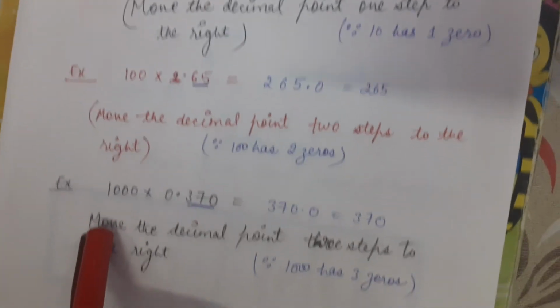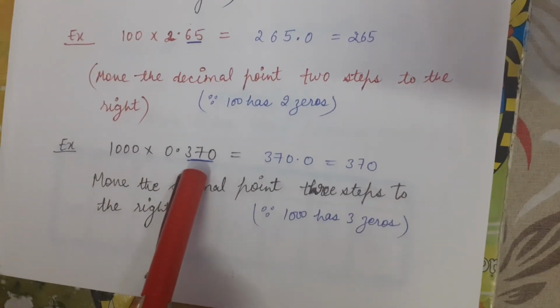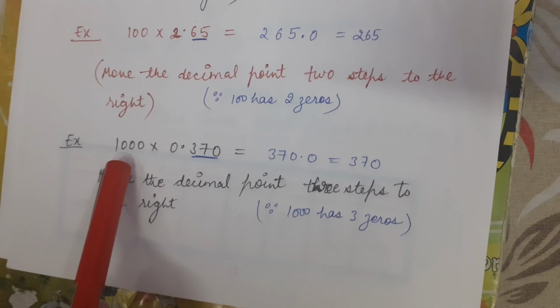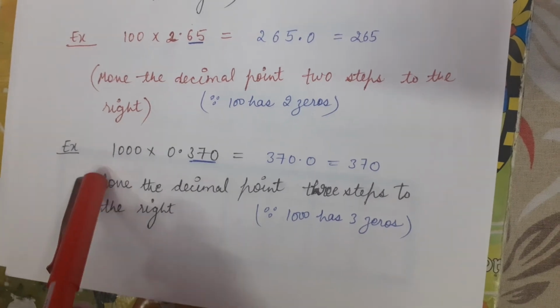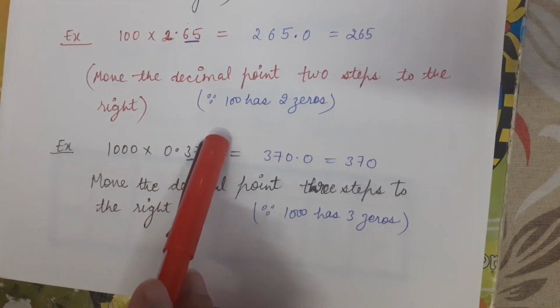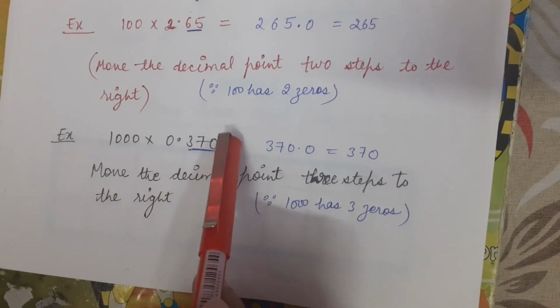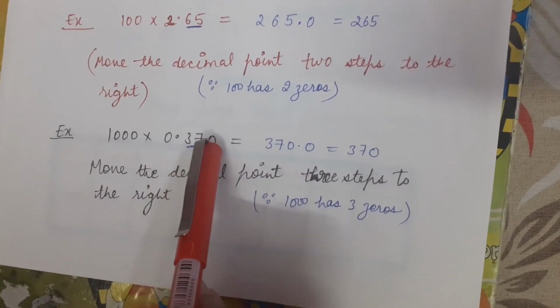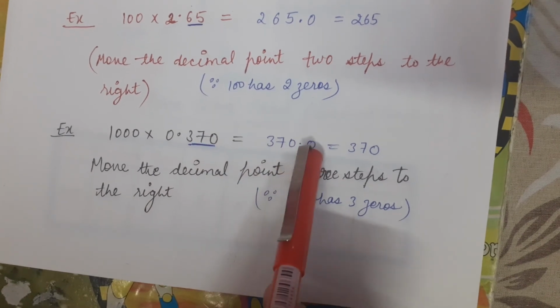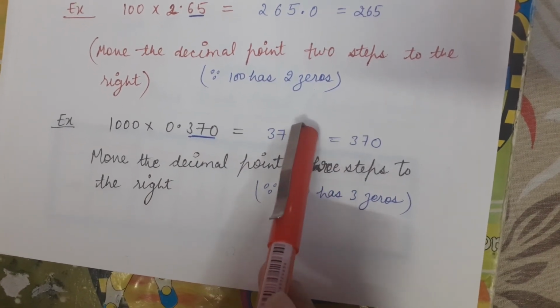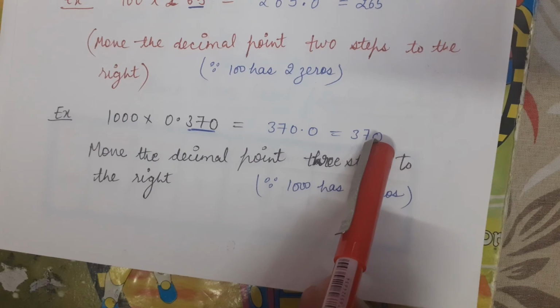Next example, 1000 multiplied by 0.370. 1000 has 3 zeros, so we have to move 3 steps to the right. That means count from here 1, 2, 3. So the decimal comes here. That means 370.0, and .0 means no value, so 370 is the answer only.